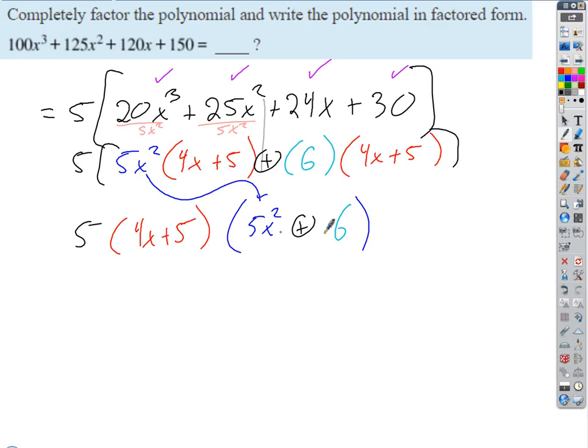Because look at this, the 4x plus 5 is done, the 5 is done. What about this one? Well, if it matched anything, it would be a sum of squares, and that's not a pattern, right? And furthermore, there is nothing that squared becomes 5x squared, right? 5's not a perfect square, and nor is 6. So we'd be done there. We couldn't go any further, right? Does that make sense? Okay.